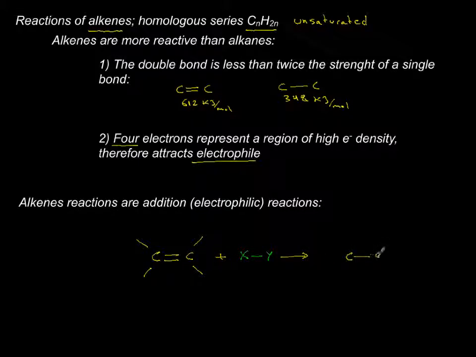The double bond opens and gets saturated, and your X and Y, whatever they are, are added, X to one carbon and Y to the other carbon, and it becomes an alkane. Alkene becomes alkane. So now I'm going to give you some addition reactions, and I'm going to use ethene as my starting material, so C2H4.